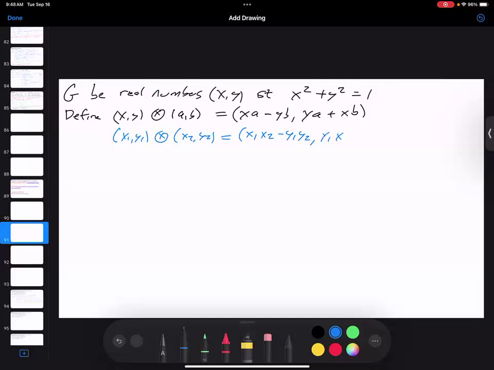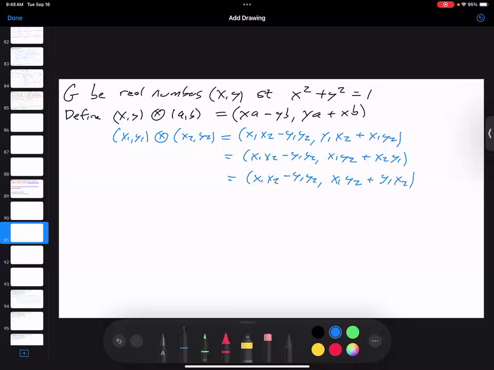Y1, X2 plus X1, Y2. Or another way of doing it is I could have done it as X1, X2 minus Y1, Y2, X1, Y2 plus X2, Y1. Or I could have done it as X1, X2 minus Y1, Y2, X1, Y2 plus Y1, X2.